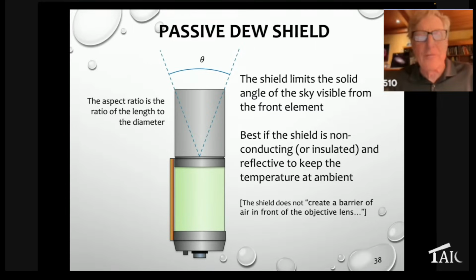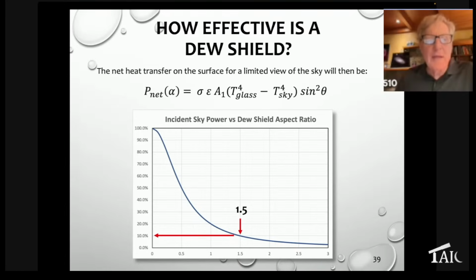You don't want it to get cooled by radiation as well. And just to be sure we're all on the same page, I'm defining the aspect ratio of a dew shield to be the ratio of the length of the dew shield to its diameter. And that's what determines the solid angle of the view that the corrector plate gets of the sky. So really what we're doing here is just limiting that view of the sky, and we can then calculate, well, how effective is it?